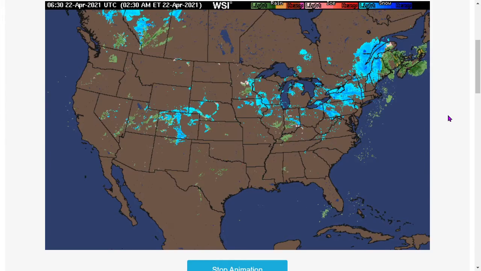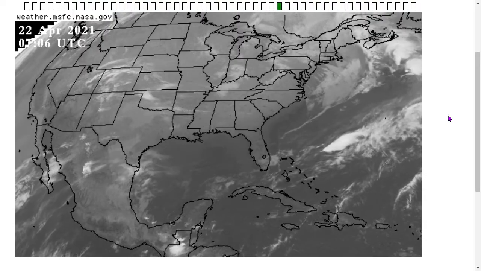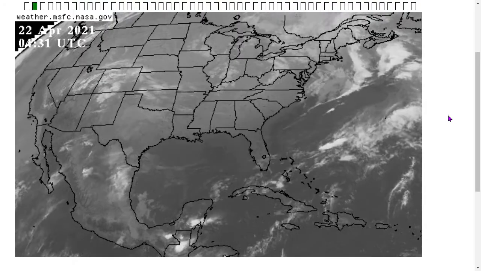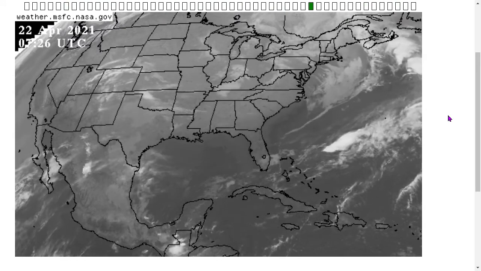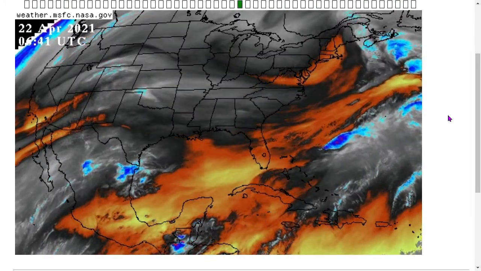And once again, there's the U.S. Doppler radar map. There's the cloud layer. It's the NASA GOES 3.9 nanometer interactive weather satellite. There's the water vapor.